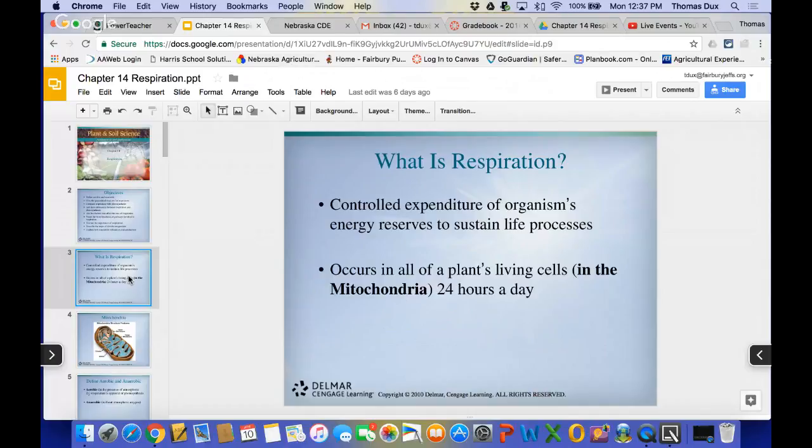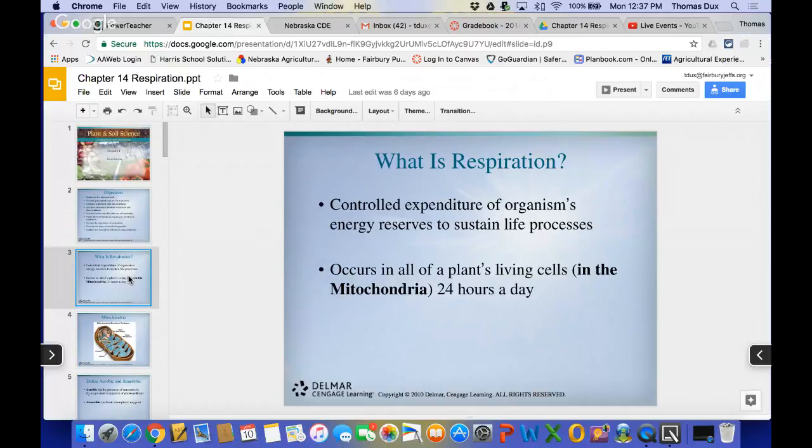Next, what is essentially respiration? It's the controlled expenditure of an organism's energy reserves to sustain the whole life process. Photosynthesis made the food, and now it needs some sort of pathway to actually break down the food and use it. Does anybody know what that energy source is at the end, when it breaks that glucose molecule down, that is there for the plant to use? You have gone through this before.